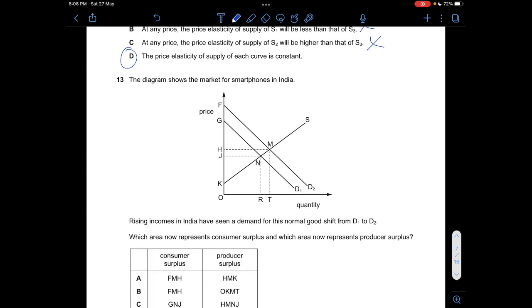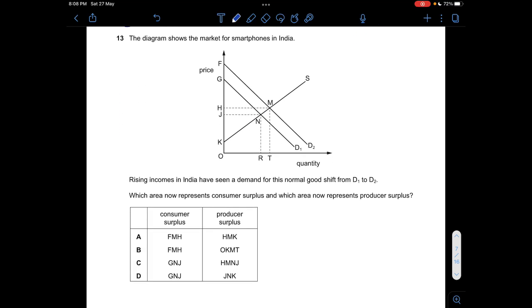Question 13, the diagram shows the market for smartphones in India. Rising incomes in India have seen the demand for this normal good shift from D1 to D2, and which area now represents consumer surplus and which area now represents producer surplus. So now the demand for this good shifts from D1 to D2, so D2 is at point M. The consumer surplus would be FMH, so C and D are wrong. And then producer surplus would be HMK, so the answer is A.